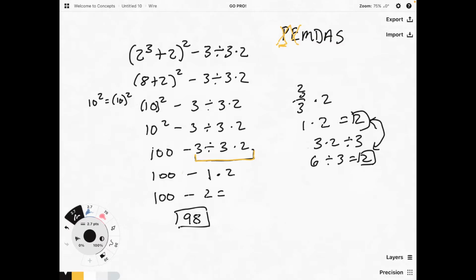I could also do this 2 multiplied by that 3 if I wanted to, and that's going to give you the exact same answer. So, as I stated, as far as multiplication and division are concerned, as long as they are only separated by multiplication and division, it doesn't matter the order that you do them in.